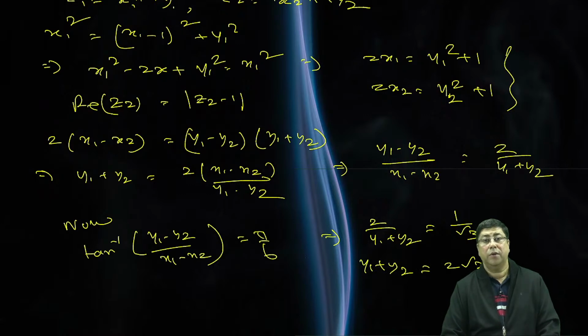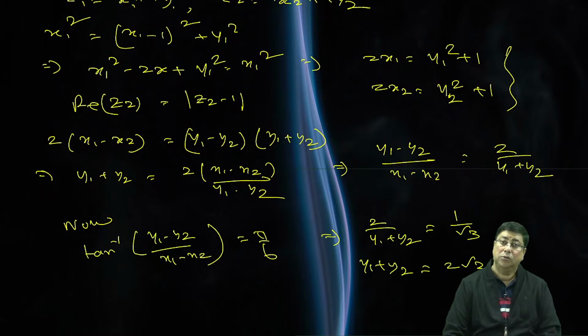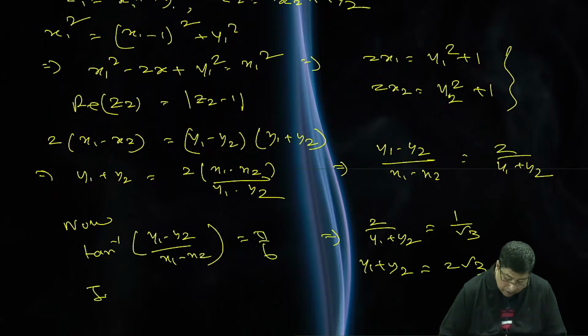So, what is y1 plus y2? It is the imaginary part of z1 plus z2, because z1 is x1 plus i y1, z2 is x2 plus i y2. Therefore, it is the imaginary part. Therefore, imaginary part of z1 plus z2 equal to 2 root 3.